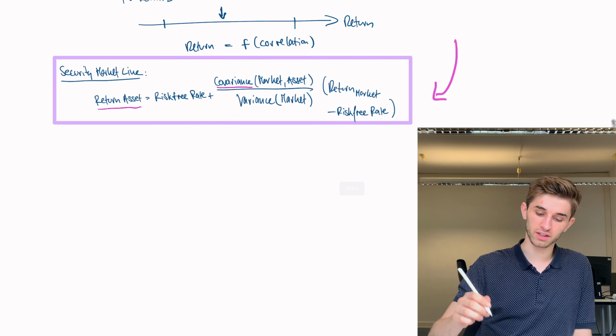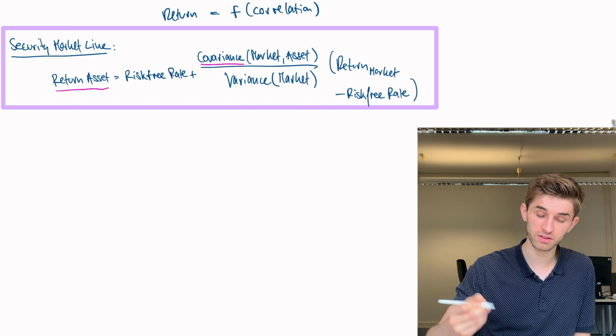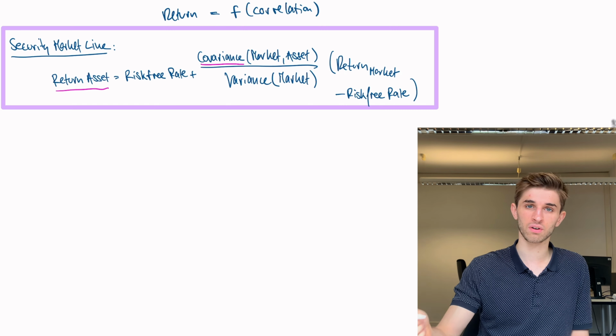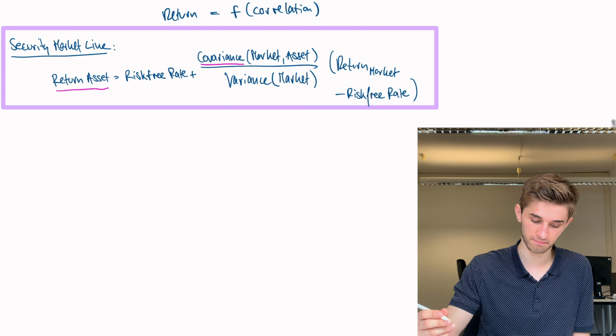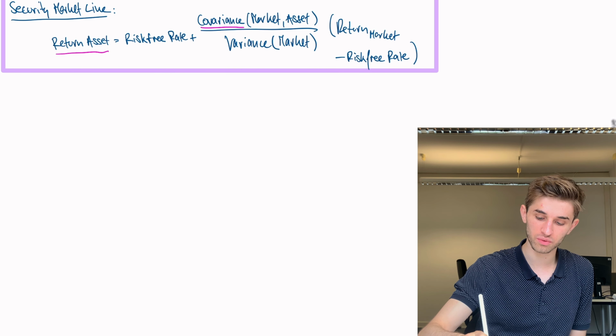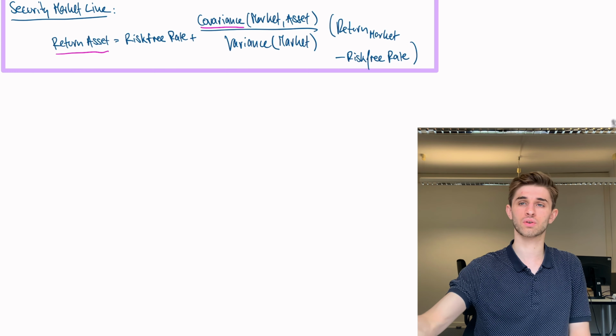The security market line poses that there's a direct relationship between the covariance or correlation of the market portfolio on any asset and the return of that particular asset. So how can we test that model in reality? Well, in reality, we can calculate the returns, right? And I will calculate the monthly returns for the Apple stock.